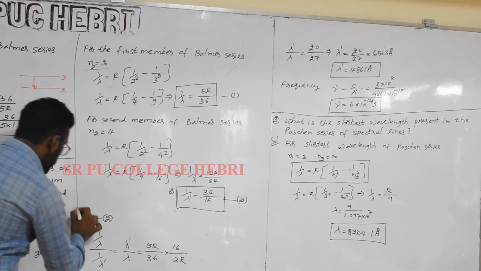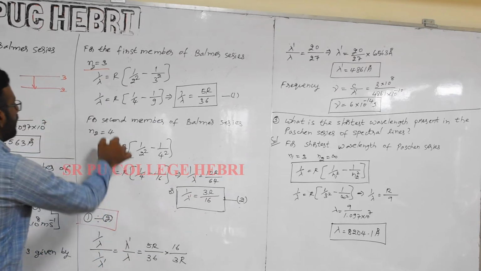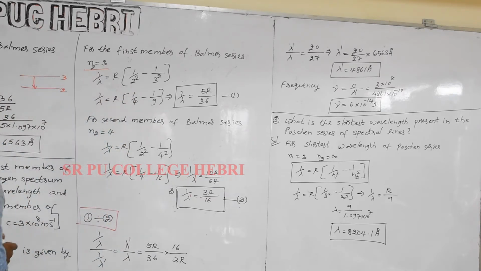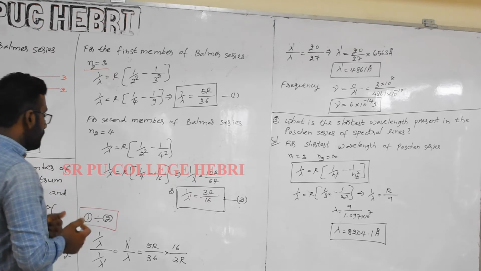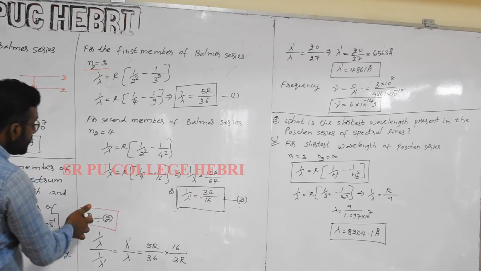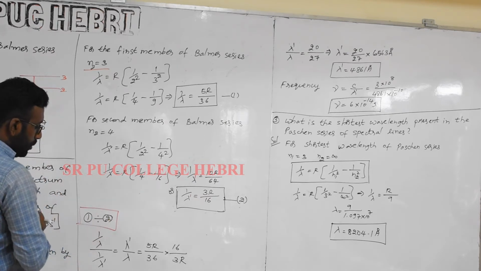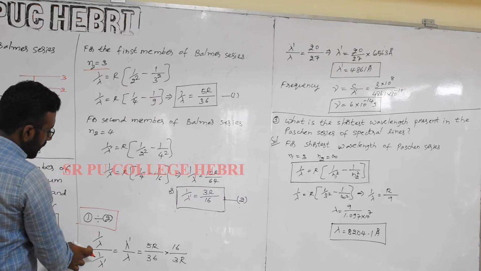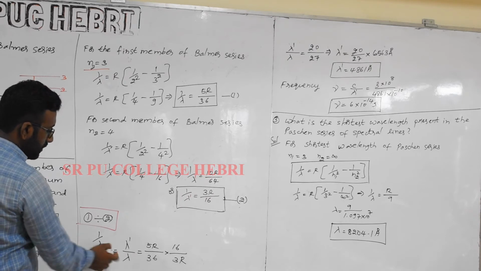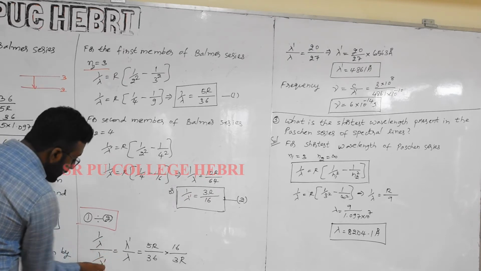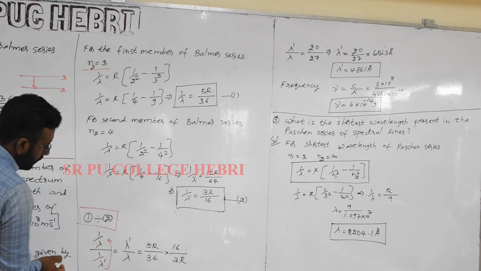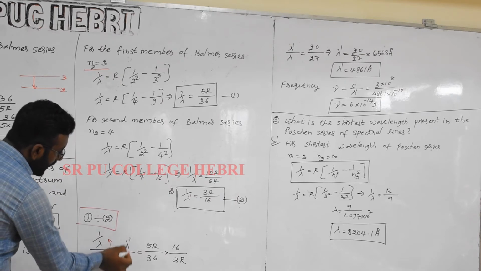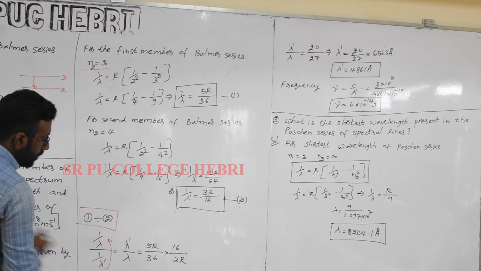Now what you need to do is, you know the value of lambda, correct? It is already given in the question. So now what to do? Just divide equation 1 by equation 2. What do you get then? 1 by lambda divided by 1 by lambda dash. This term goes to the numerator, so what do you get? Lambda dash divided by lambda.